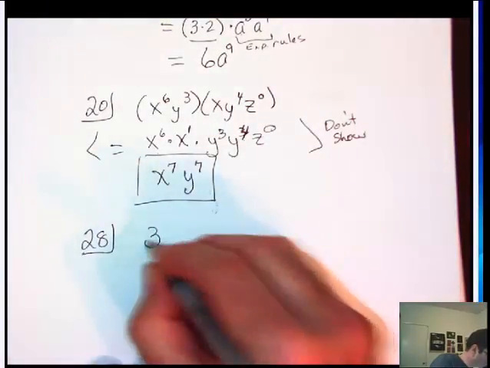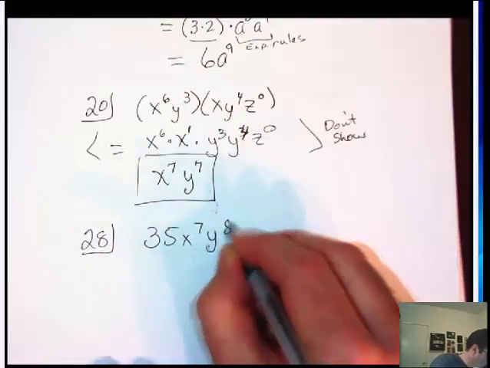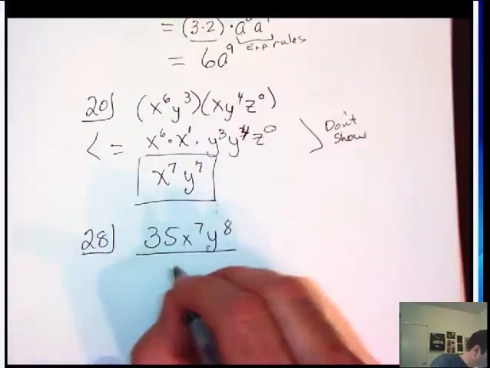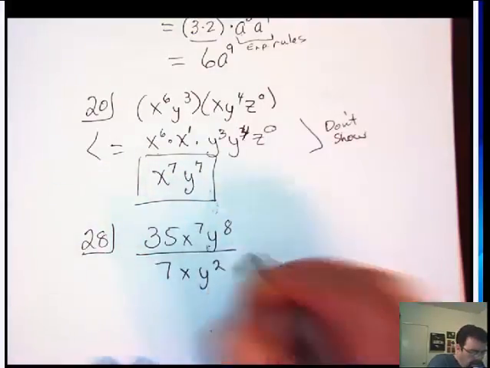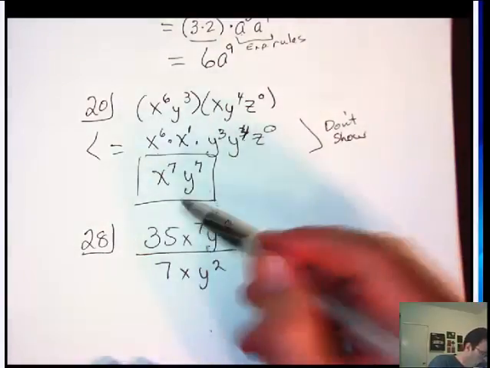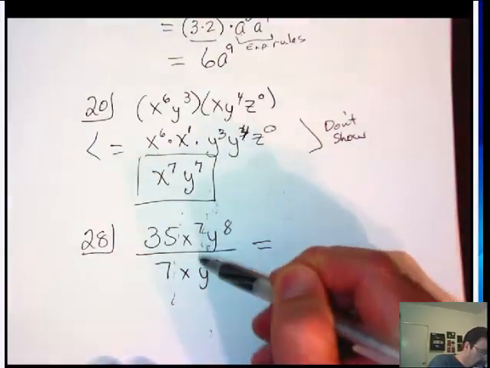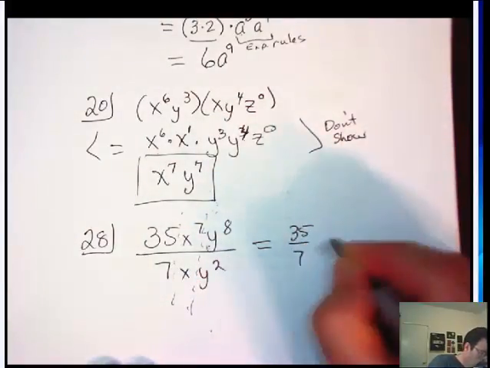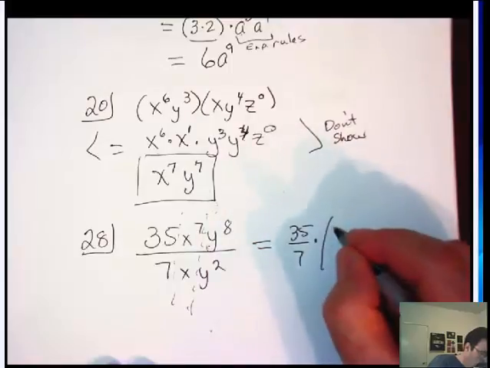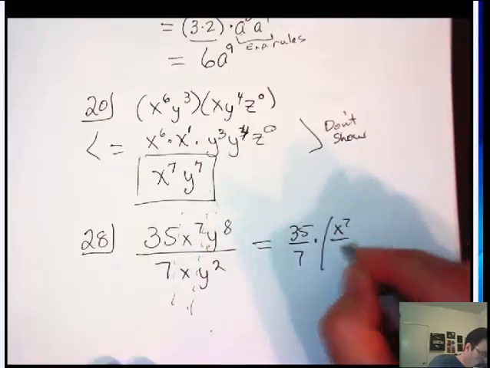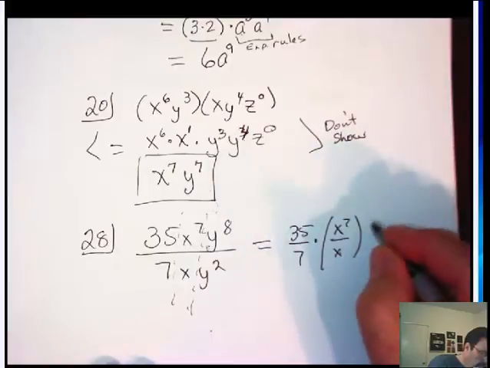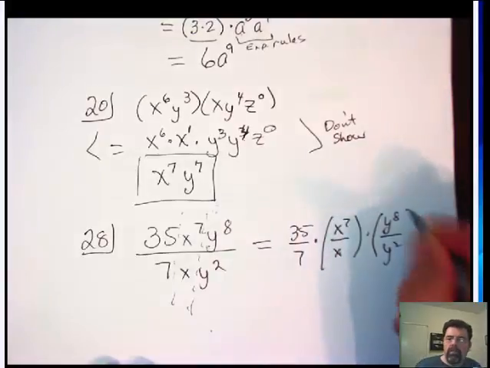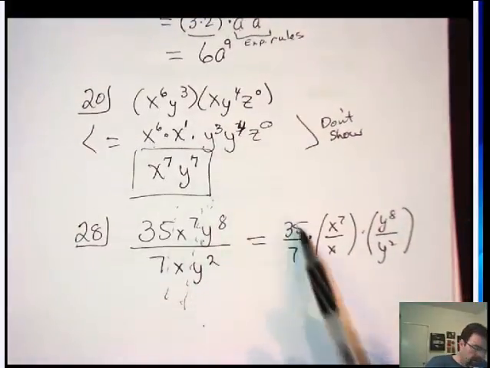All right, let's go to number 28. That looks interesting. 35x to the 7th, y to the 8th, over 7xy squared. So the way I think of this is I kind of break it up into 3 distinct problems. So I'm going to do the numbers, 35 divided by 7. I'm going to do the x's. And I'm going to do the y's. And again, I wouldn't show this step, but that's kind of the thought process.